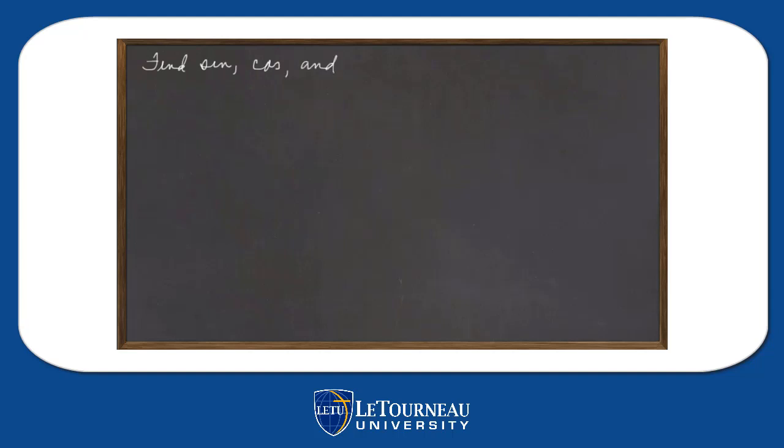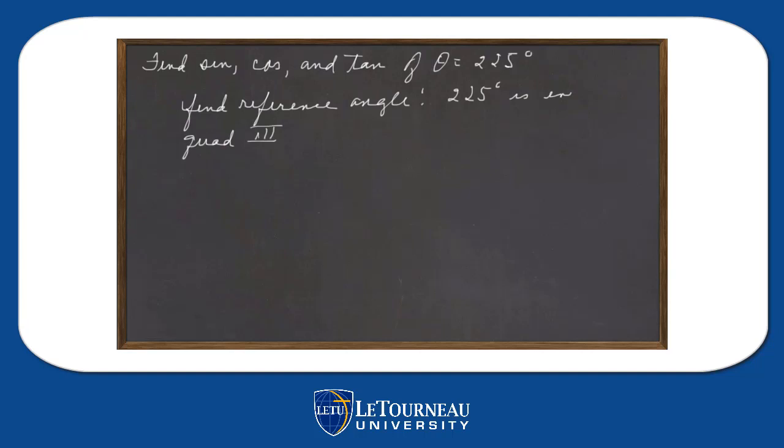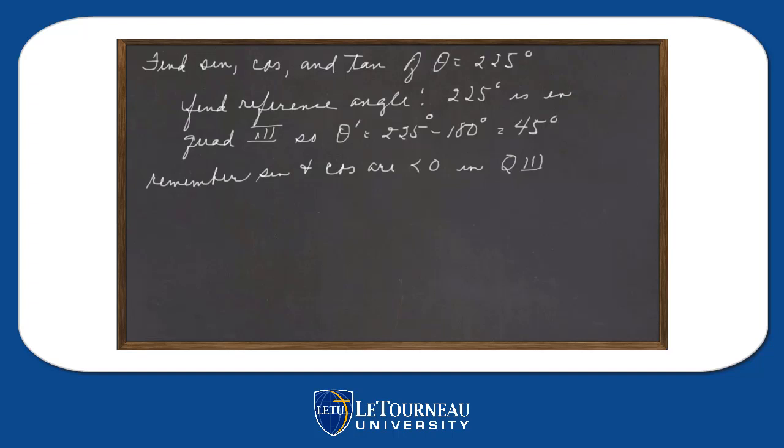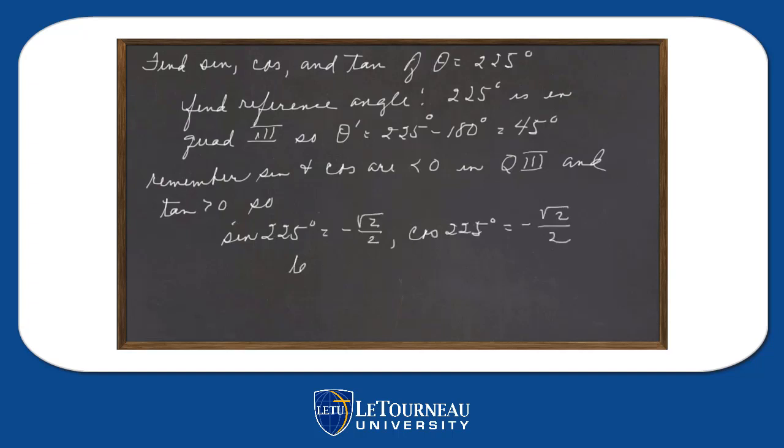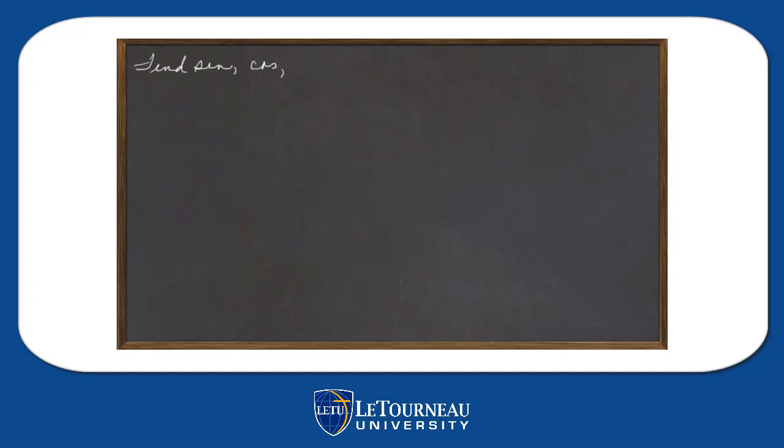All right, let's do a couple of examples here. Let's suppose we have theta equal to 225. Find the reference angle. 225 is in quadrant 3. So theta prime is 225 minus 180, or 45. Remember, sine and cosine are negative in quadrant 3. Tangent's positive. So we already know the sine, cosine, and tangent of 45, so all we're going to do here is fill them in. Right. We are ready to do another one.